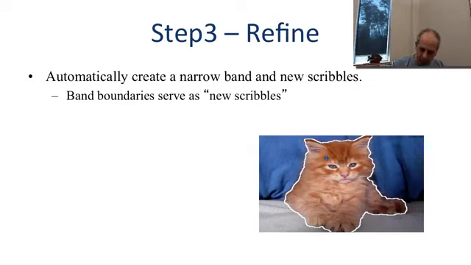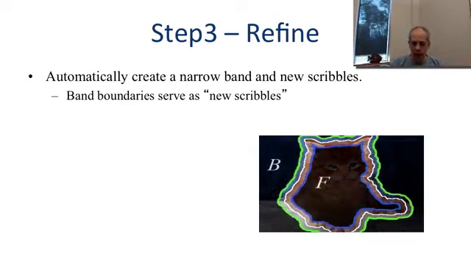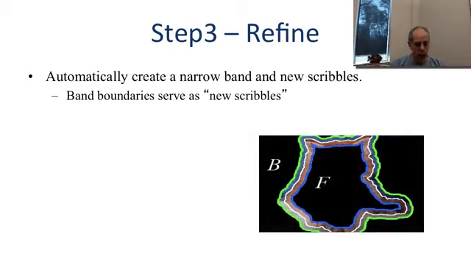So there was a foreground scribble here, and there were a few background scribbles around. But now we have a first estimate of where our boundary between foreground and background should be. We can exploit that in a second stage, which is fully automatic. And the basic idea is very simple. Okay, let's just go back. This was what our first estimate was.